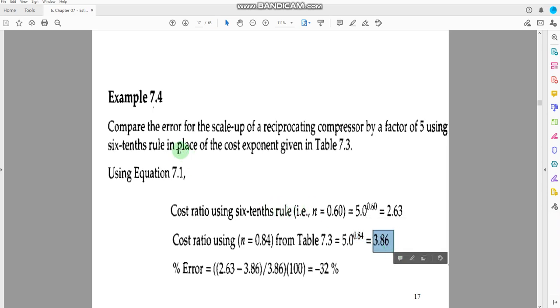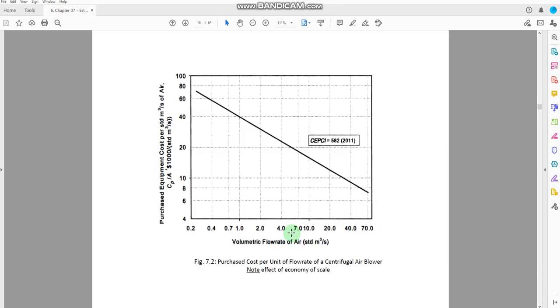Now we would see what the error percentage is. You would use 2.60 minus 3.86, divided by 3.86, and you would see there is a reduction of minus 32%. So what we see here is that by changing the values for these exponents, the cost of the new equipment can change. Here we are just trying to see what the percentage error could be if we change the exponent values. Now, how we get these exponent values in detail, let's see.